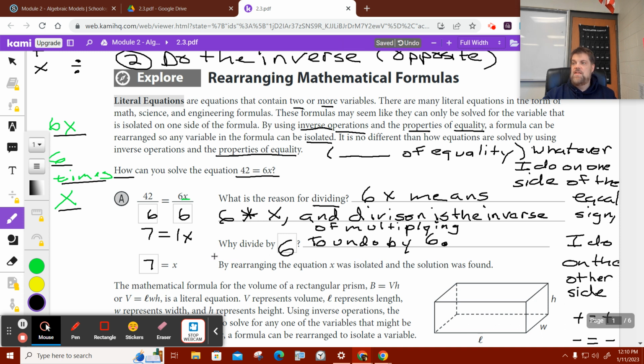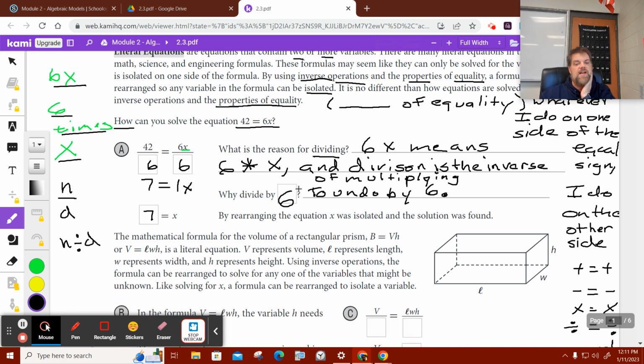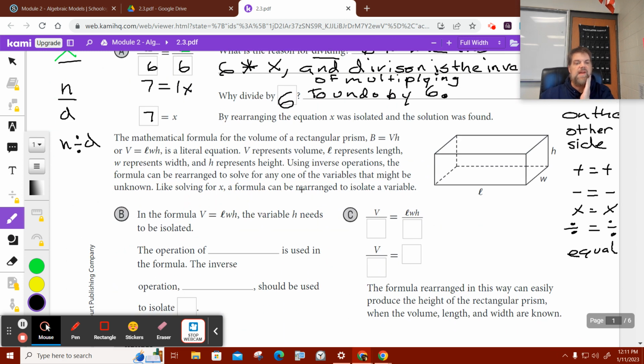Does that make sense? Remember that a fraction, the numerator over the denominator, is the same as the numerator divided by the denominator. So in algebra, it's just convenient to write it like a fraction, but we're really dividing. Okay? All right, so now that you guys are experts in this, let's try to finish this page.